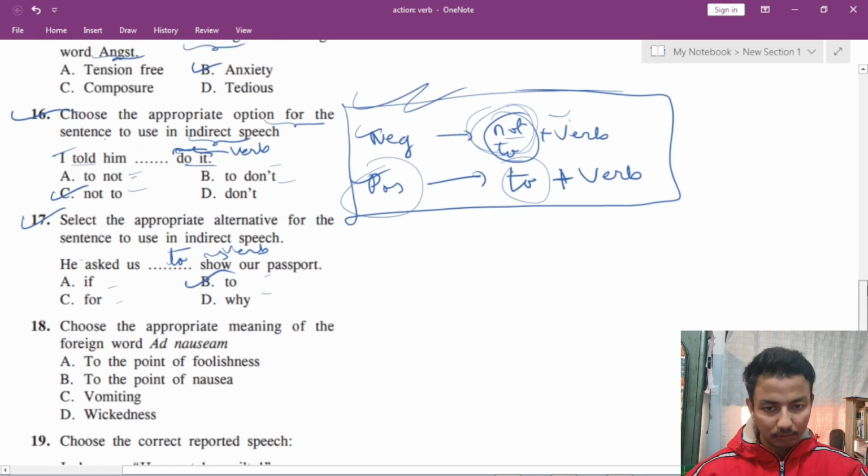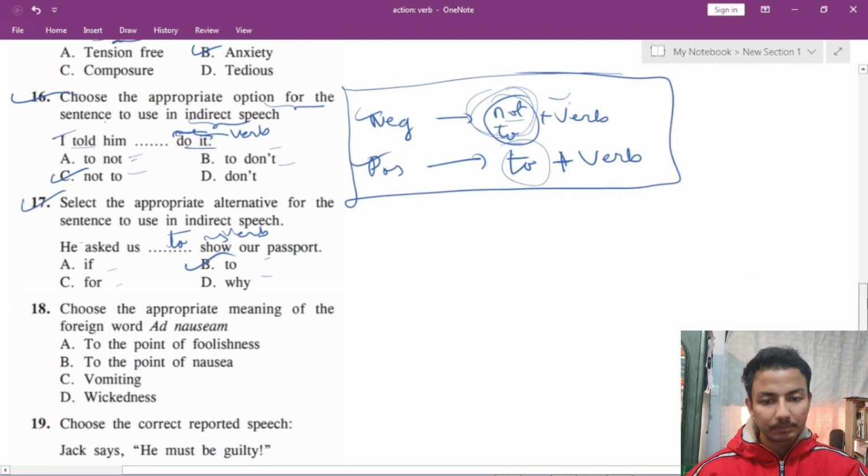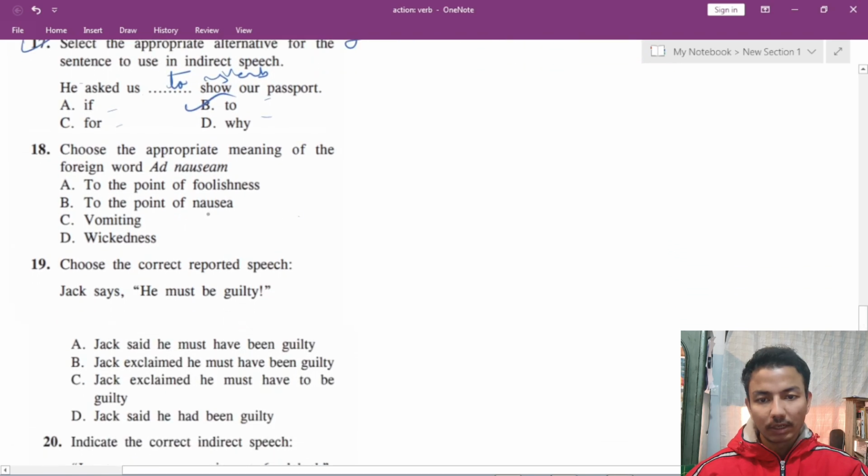So as I told you just now, if there is one thing you want to take away from these two questions, it is that you must remember this formula. If it is in negative context, not to will come before the verb. If it is in positive context, to will come before the verb. Okay, let us move on.